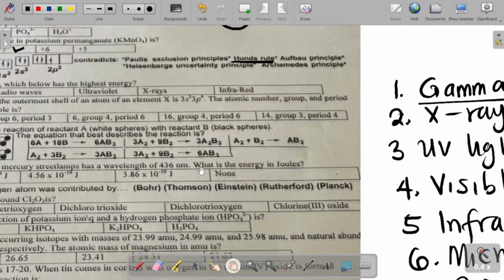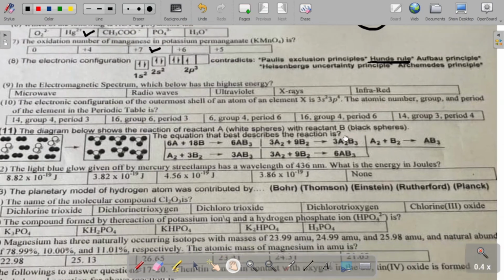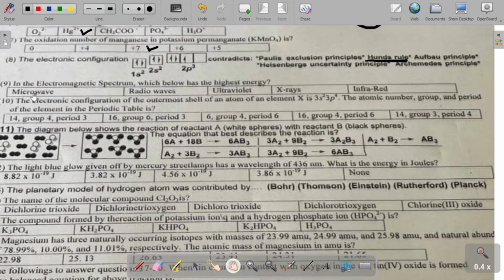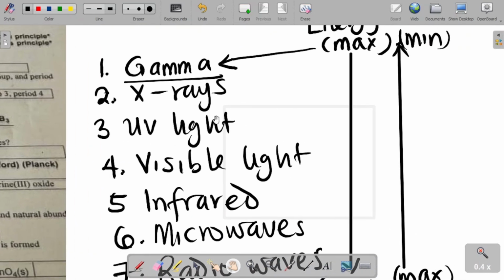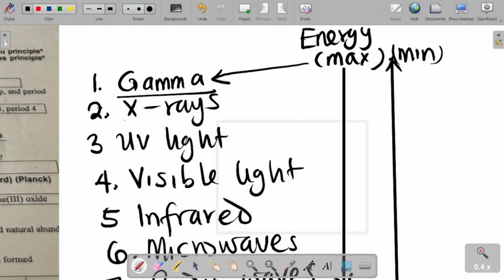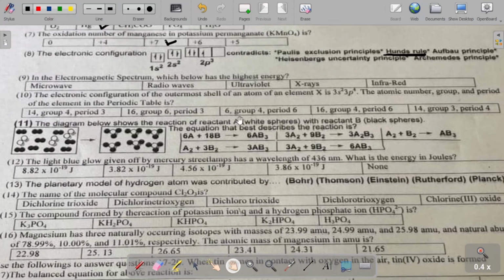Going back to the question here, we asked for which of them has the highest energy. The highest energy should have been gamma, but there's no gamma there. So we have between microwave, radio, ultraviolet ray, X-ray, infrared. After gamma, which is the maximum energy, the next one is X-rays. So my answer should be X-rays. So I'll come to X-rays and take this. Make sure you don't tick outside the box; your ticking should be within the box.